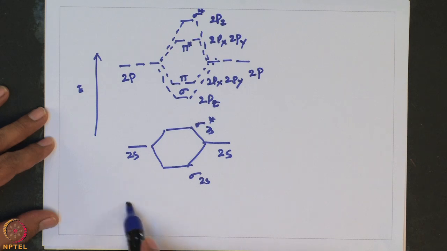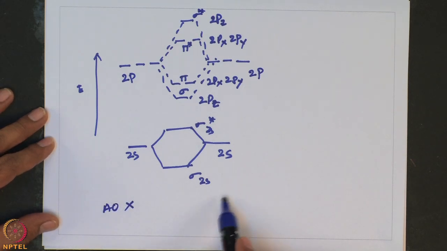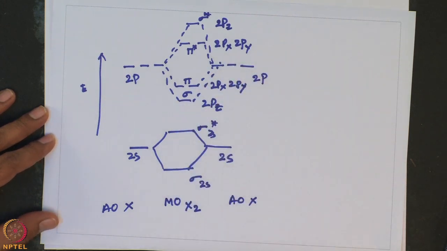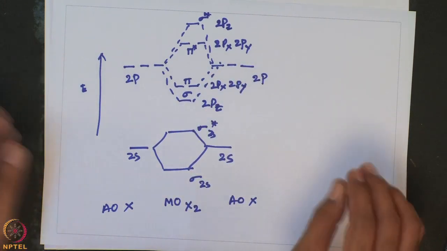So, if it is an atomic orbital of x and an atomic orbital of another x, here it is the MO of x2. So, this is how one can write. Of course, this will change depending upon the electronegativity of the combining atoms.